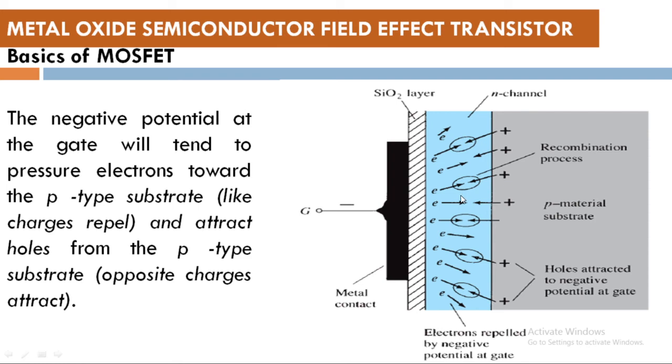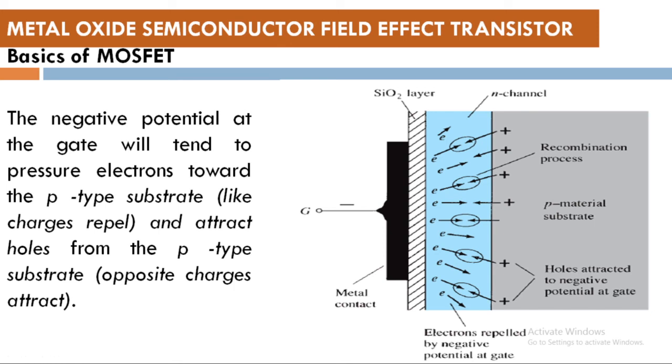But the reverse will happen if we provide a positive potential here. It will have a positive layer here, and for that it will push the holes back and electrons will be attracted towards this region. Hence it will marginally increase the width of the channel. Okay, so there we can see a marginal increase in the output current, that is IDS.